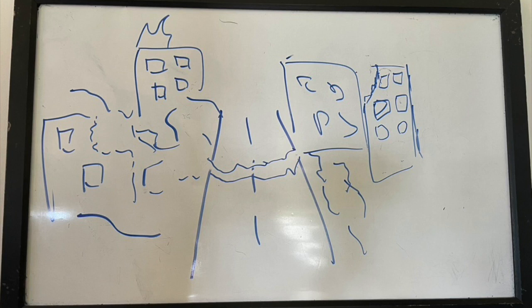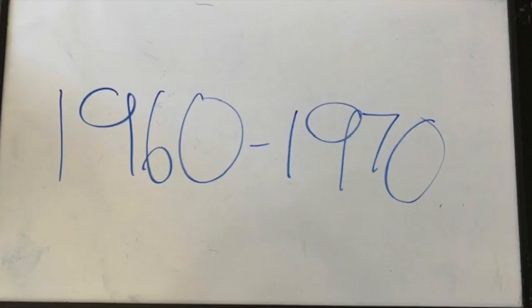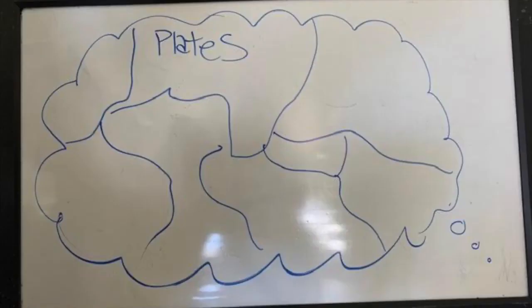The theory of plate tectonics was first thought of in the 1960s. This theory states that Earth's solid crust, the lithosphere, is separated into plates that move over the asthenosphere.